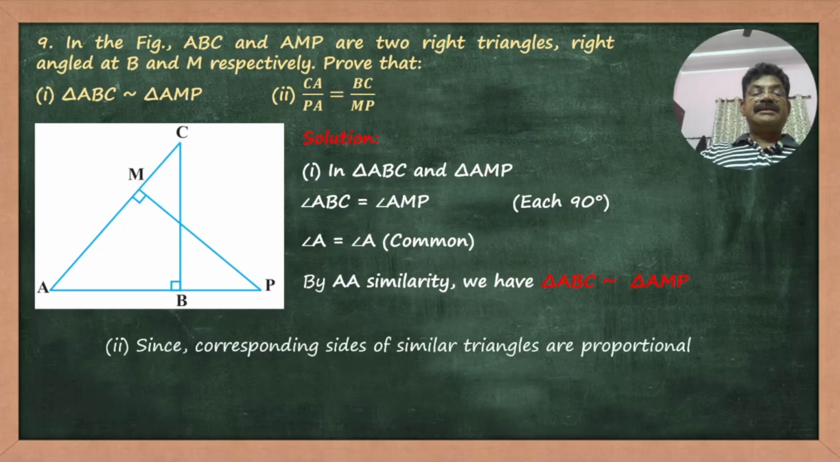Second question. Since the corresponding sides of similar triangles are proportional, we can directly write CA divided by PA is equal to BC divided by MP.